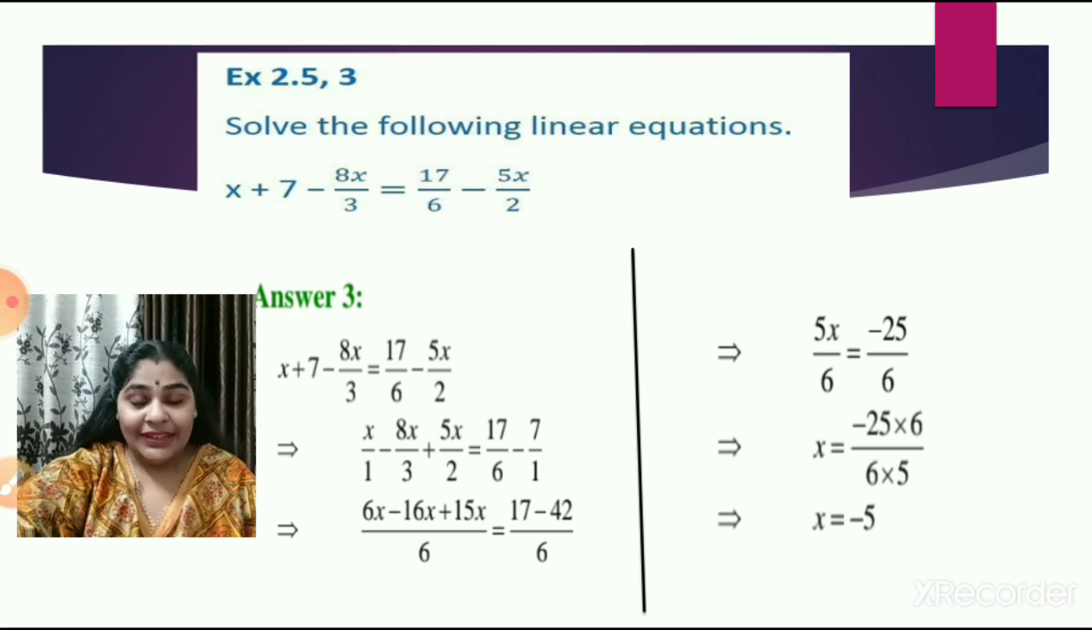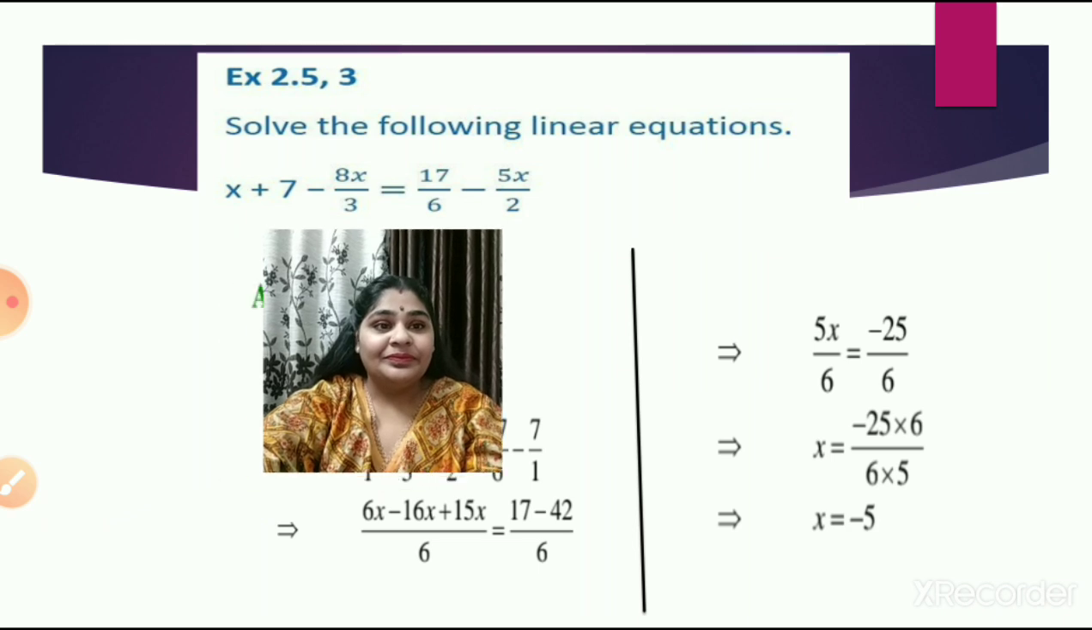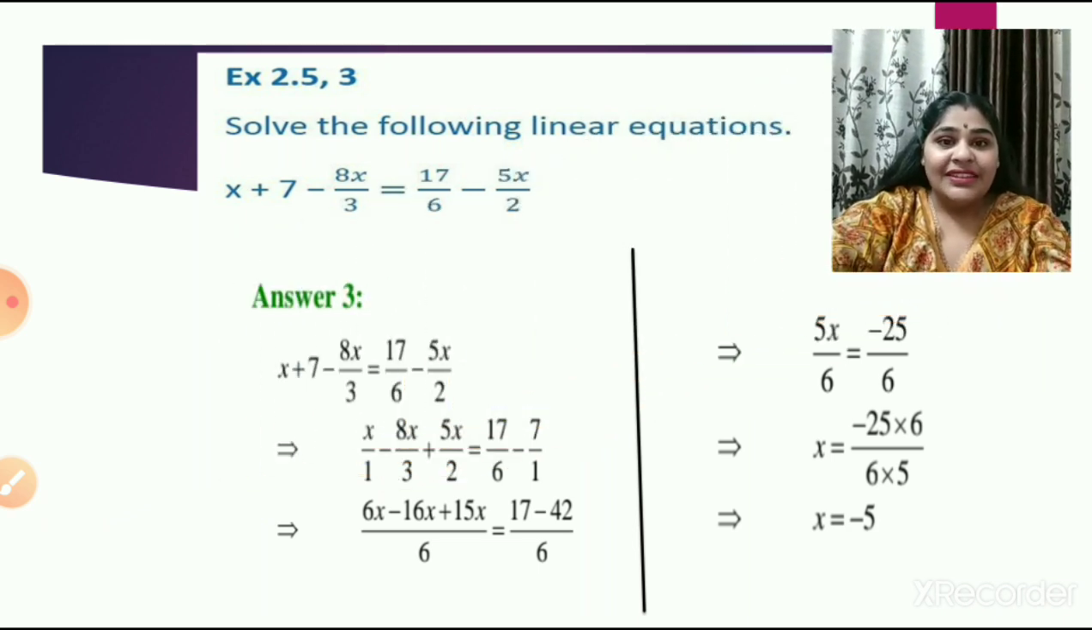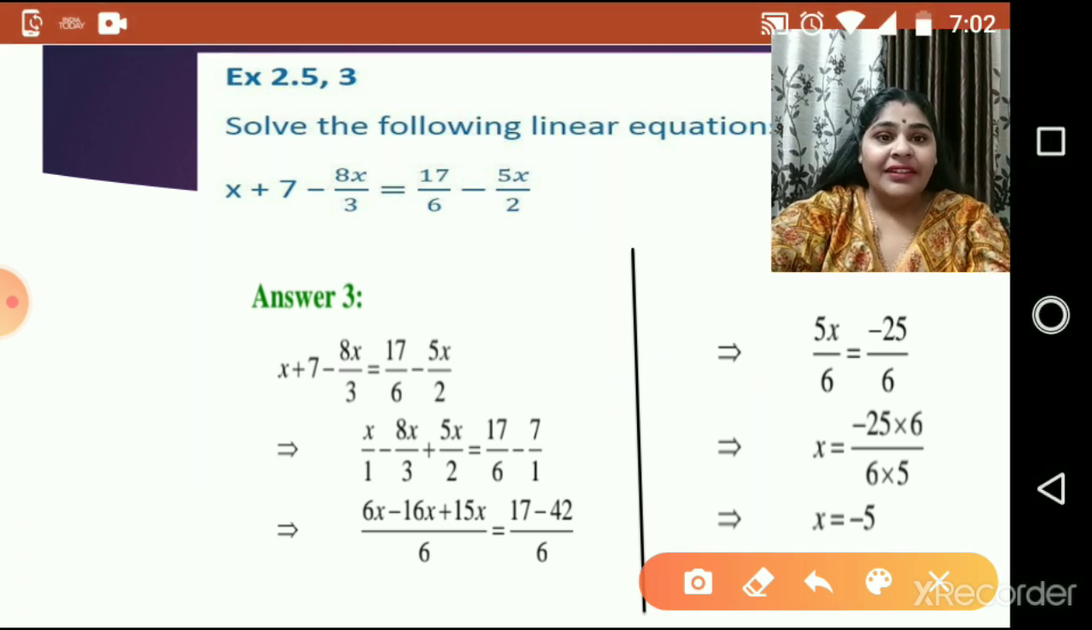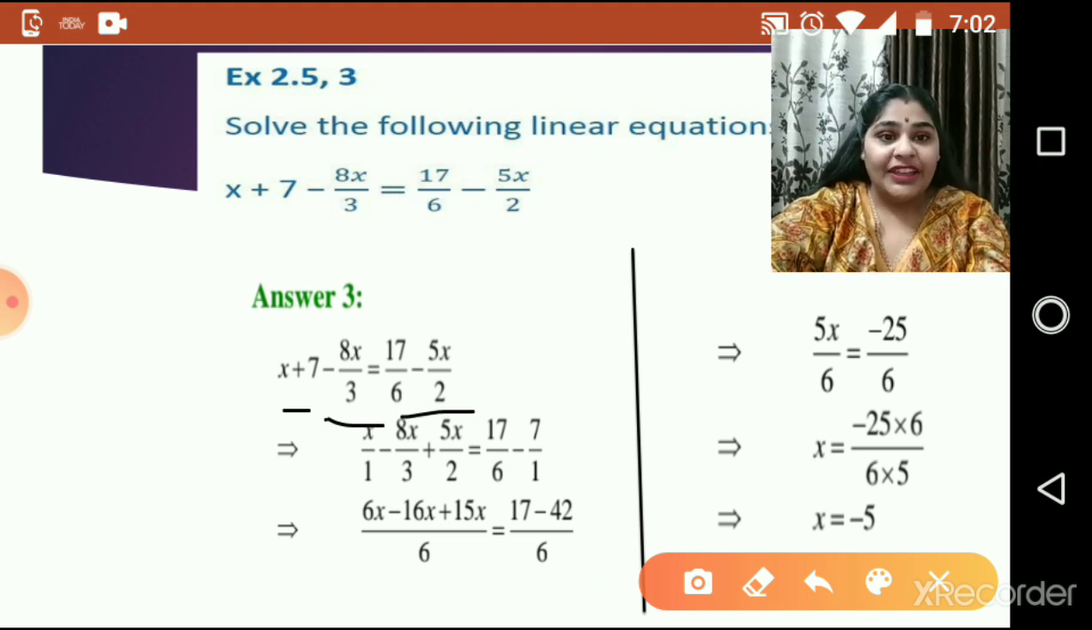Solve the following linear equations again. This is the third question. x plus 7 minus 8x upon 3 is equal to 17 upon 6 minus 5x upon 2. I'll keep it here. So now you can see here. Let us begin.